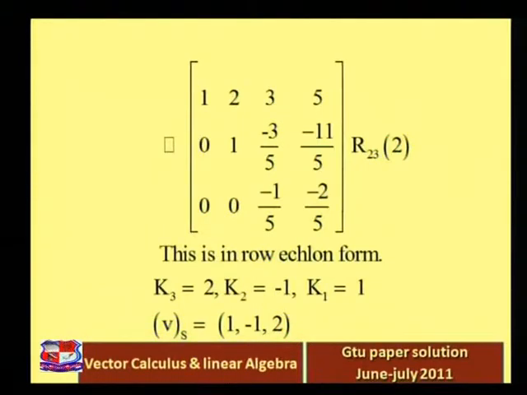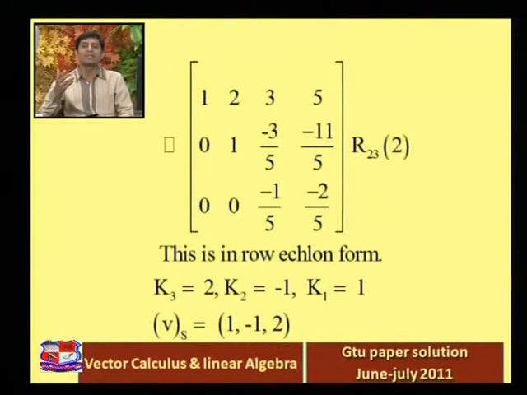So clearly k3 is equal to 2. Put that value in the second equation, you will get k2 is equal to minus 1, and k1 is equal to 1. Okay, so the coordinate vector with respect to the basis S of vector V is k1 is 1, k2 is minus 1, k3 is 2, so 1 minus 1 2. Okay, so complete this example, question number 2a.